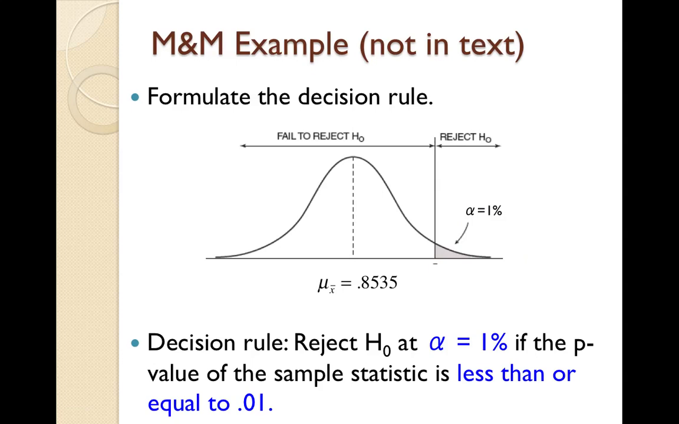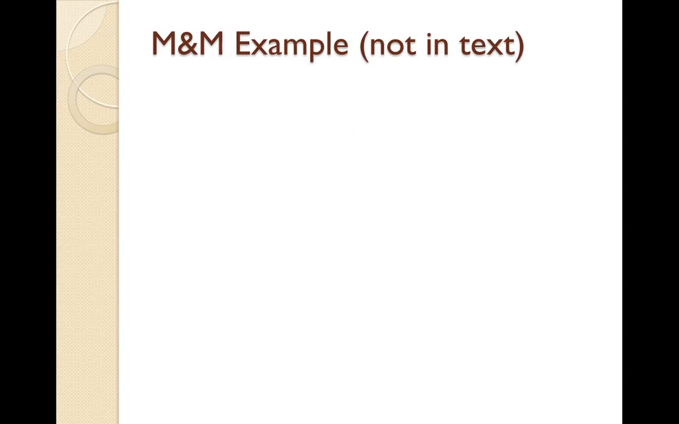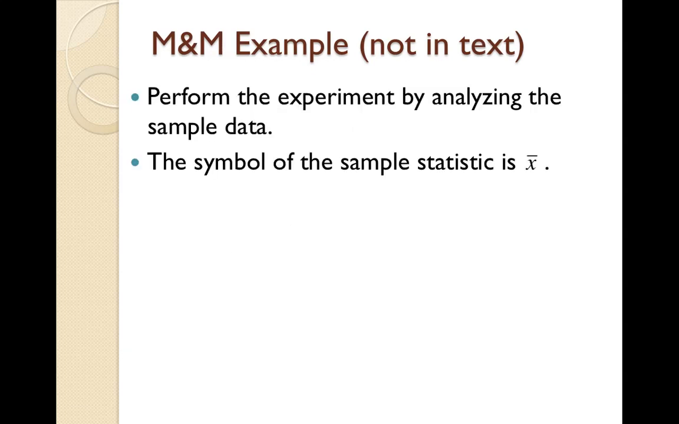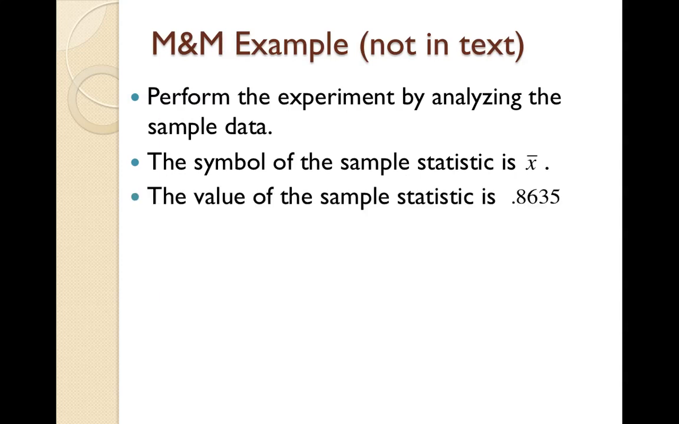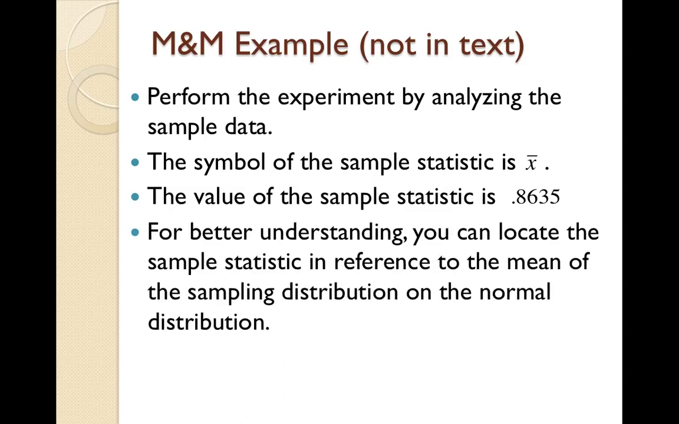So we want a p-value that's small, smaller than alpha. That's going to be the general rule. So once you have your decision rule, you can go ahead and look at your sample data. The sample statistic is x bar, that's the symbol, and the value for x bar is 0.8635. So that again comes from those 6 items that we read for when we are reading the text of the problem. So x bar is positioned on the right side of center.